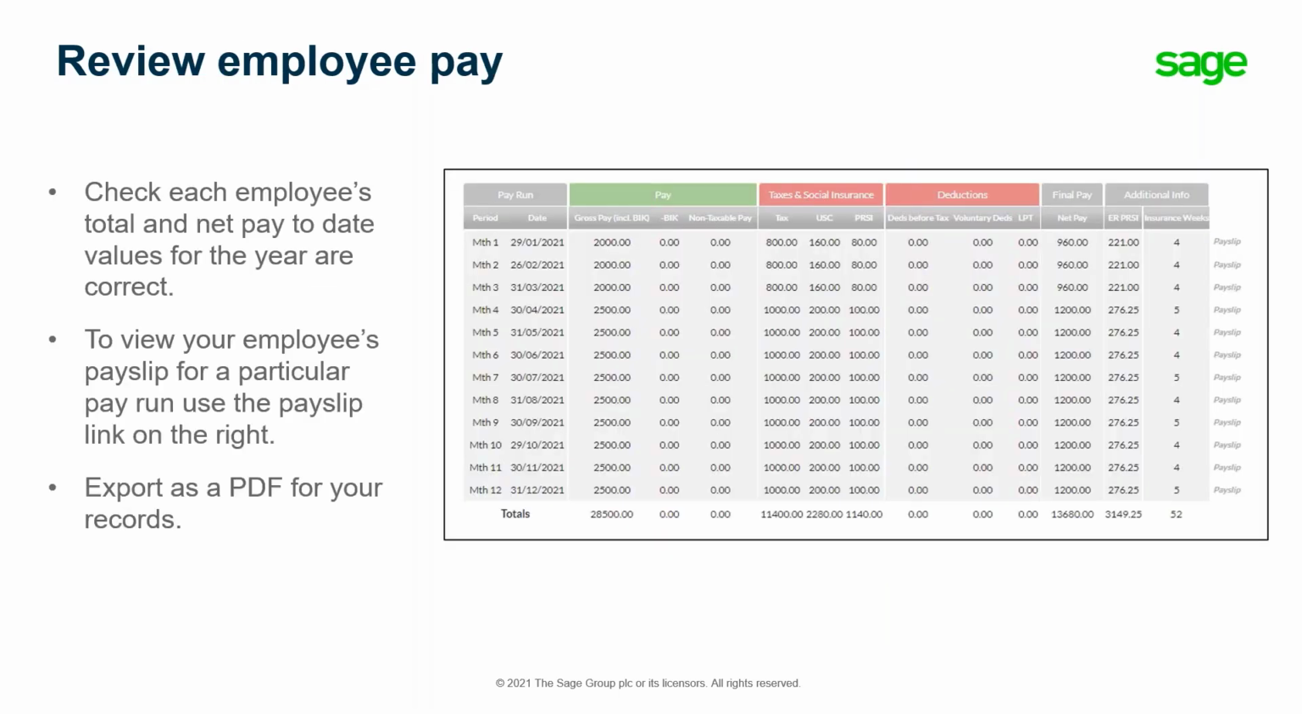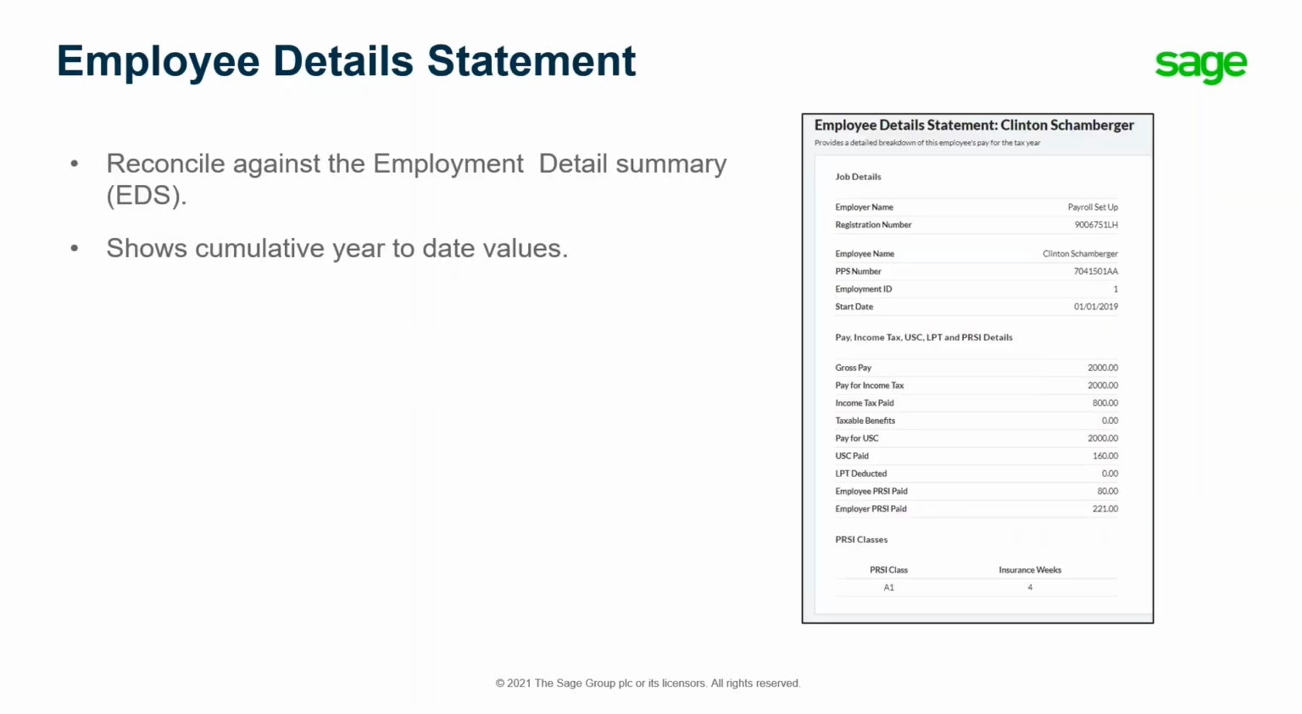As part of the year-end routine, you must review your employee pay to make sure that the values and information you have submitted to revenue are correct. Make sure that you choose the correct tax year when you go into the year-end section of the programme, and then you can run this report for each employee and view their pay slips with the link on the right-hand side should you need to. And you can export this for your records as a PDF.